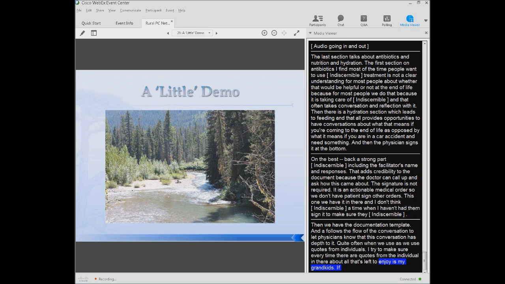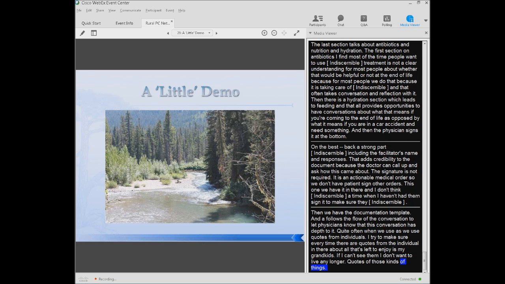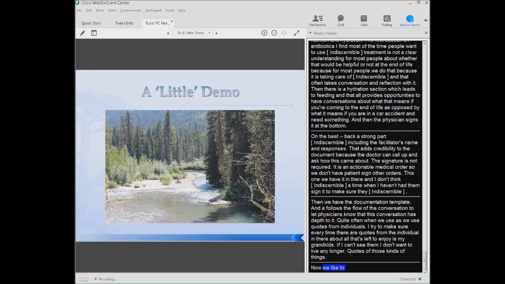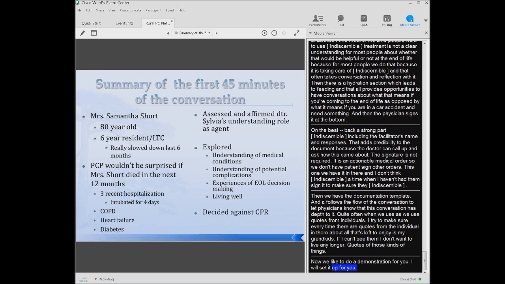So now we'd like to do a little demo for you. I'll set it up for you here. And what Nancy and I will do is talk through one of the little sections of this using the advanced care planning model and framework.